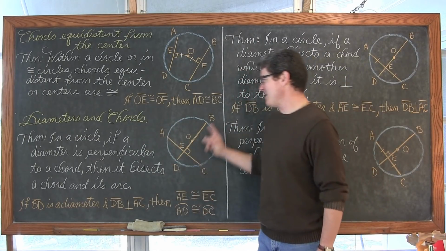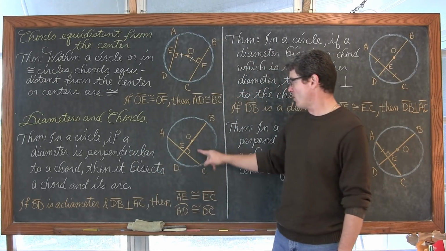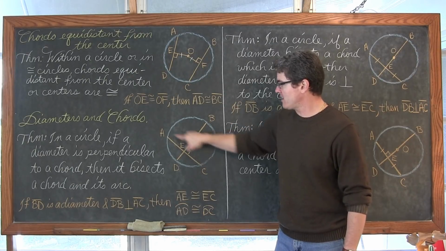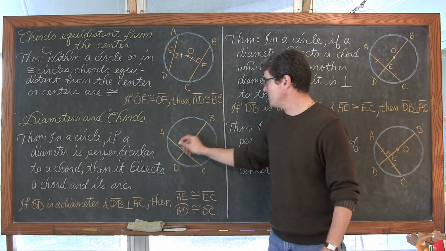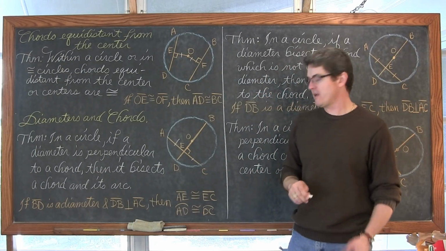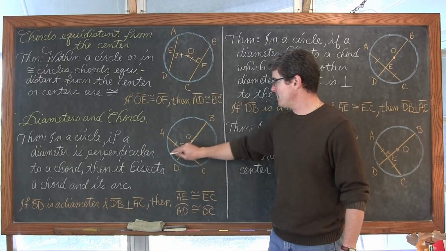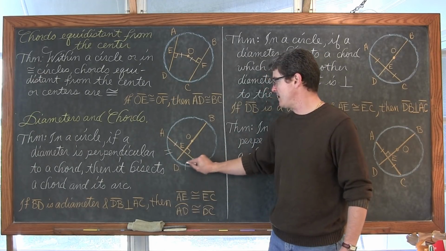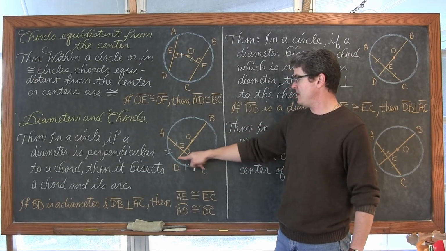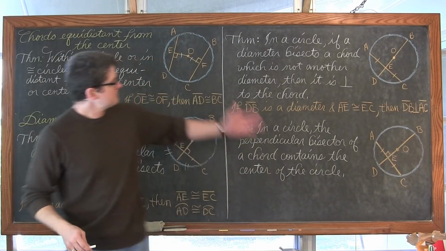In a circle, if a diameter is perpendicular to a chord, then it bisects the chord and its arc. So if this diameter is perpendicular to this chord, then it's going to bisect that chord and break it up into two congruent parts. AE is congruent to EC, and it's going to create a couple of congruent arcs. And again, we could be talking about these arc lengths being congruent, or the measure of those arcs being congruent.